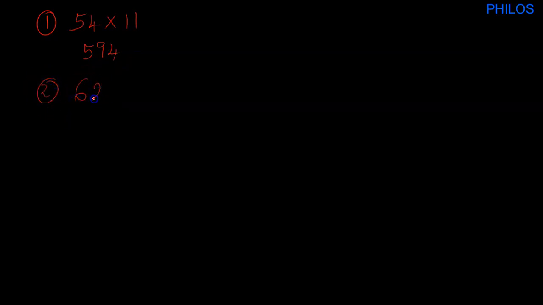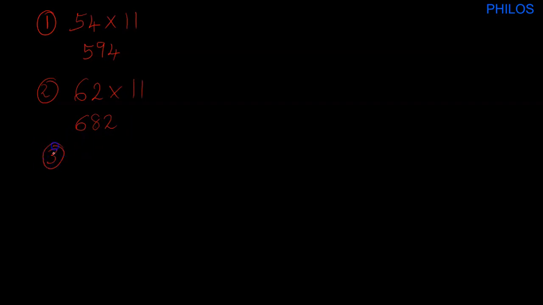Let's say 62 times 11. You write the first digit, which is 6, leave a space and then write the last digit, which is 2. Then you add the 2 digits together. So 6 plus 2 gives you 8. So the answer for 62 times 11 is 682.